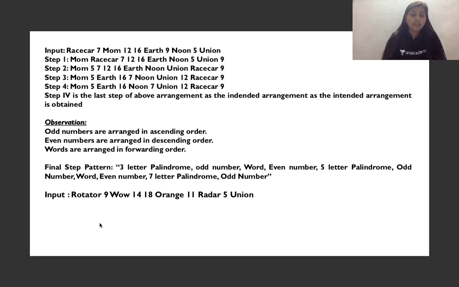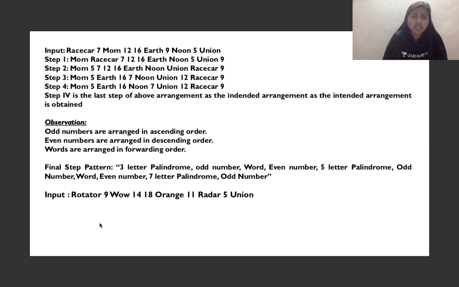Okay, so what will be the final output? Wow will come first. Wow, then the smallest odd number is 5. So wow, 5, orange, 18, radar, 9, union, 14, rotator, and 11. This will be the final output, and the arrangement takes place how?